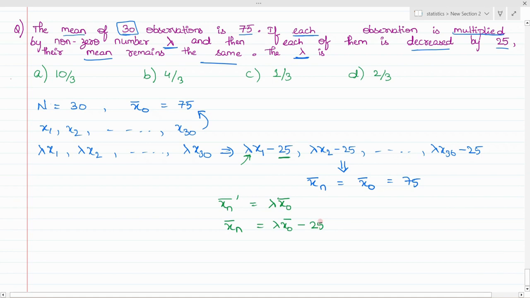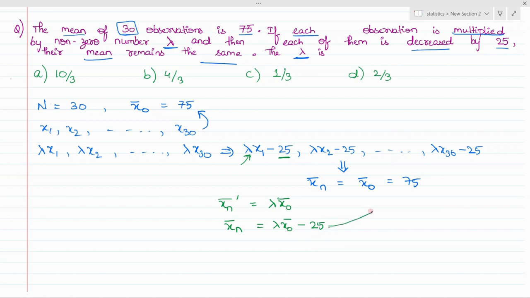25. Because just now we have discussed that when we add or subtract a constant value in the data, the mean also behaves the same way. Meaning, it either increases or decreases by the constant value. So now this is the new mean.